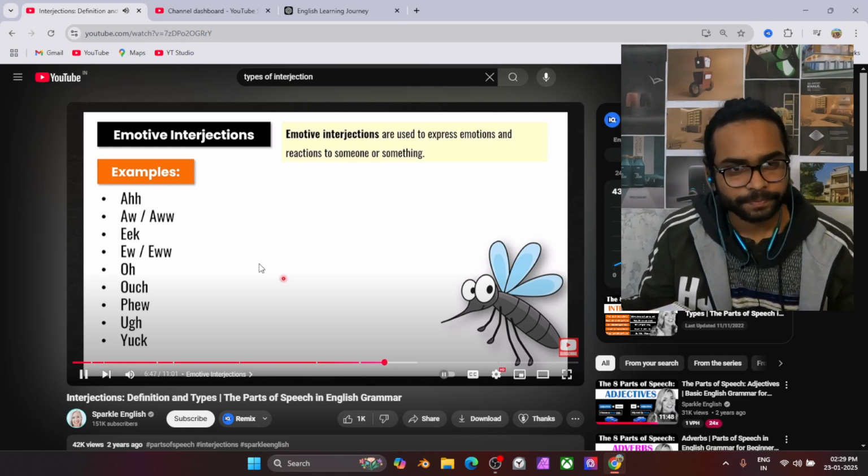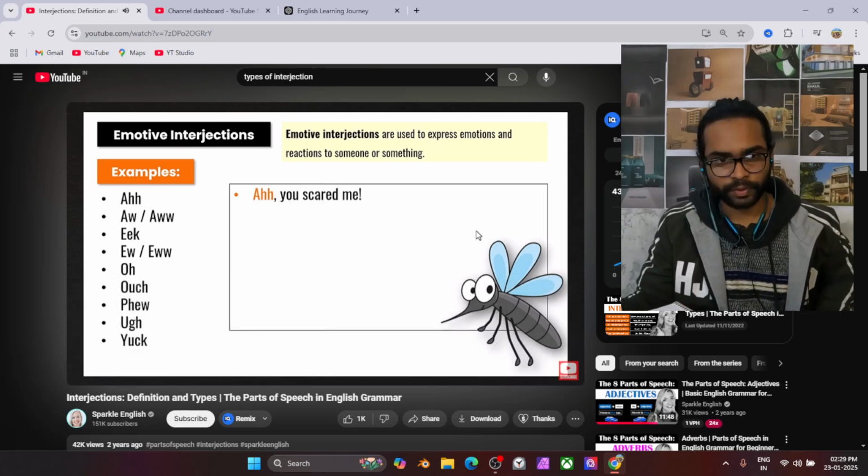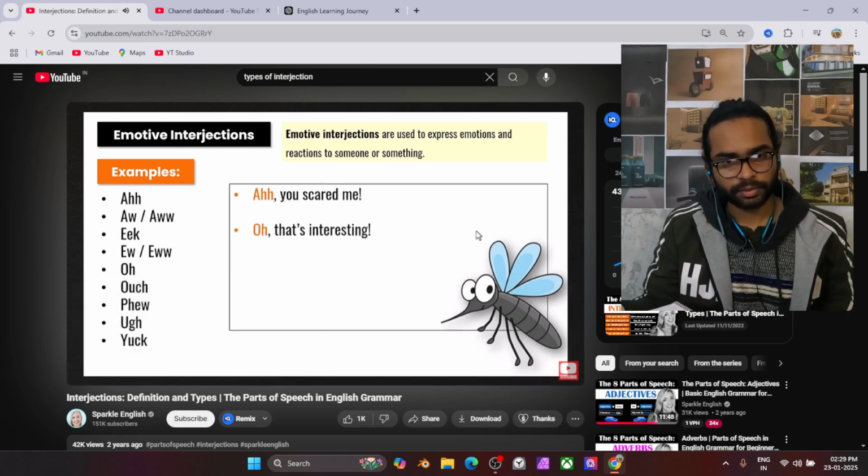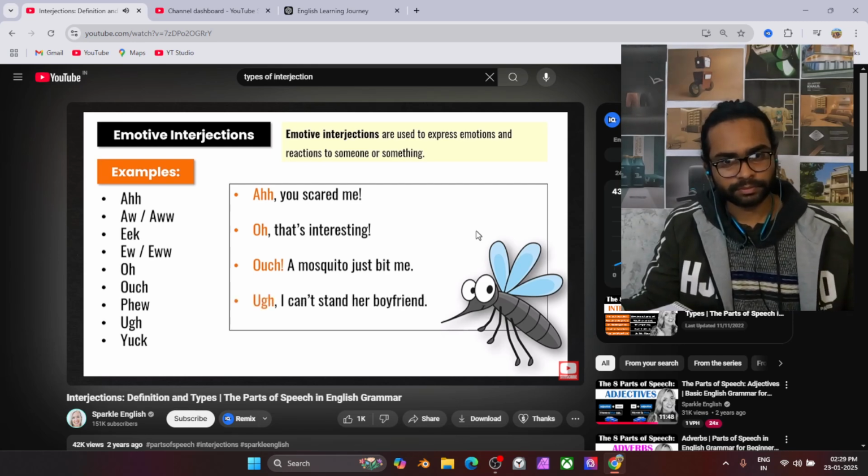Let's look at some sentence examples. Ah, you scared me. Oh, that's interesting. Ouch, a mosquito just bit me. Ugh, I can't stand her boyfriend. Okay, so in all of these examples, we are using these interjections to express emotions.